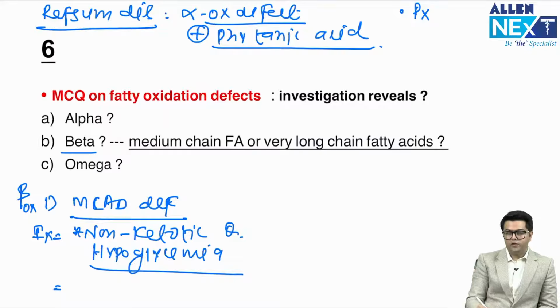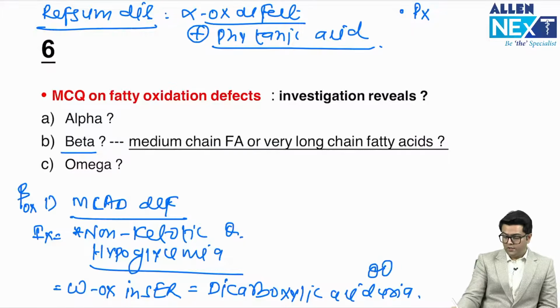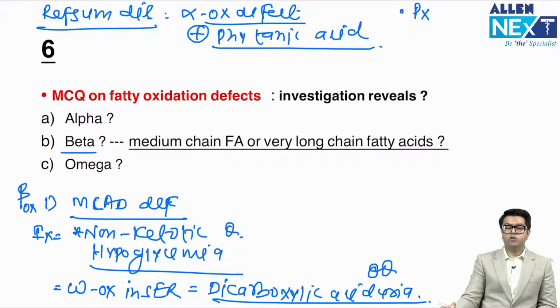And guys, because of the defective beta oxidation, there is omega oxidation in the smooth endoplasmic reticulum, and this will produce dicarboxylic aciduria, which is again a very important name and diagnostic of beta oxidation defects.